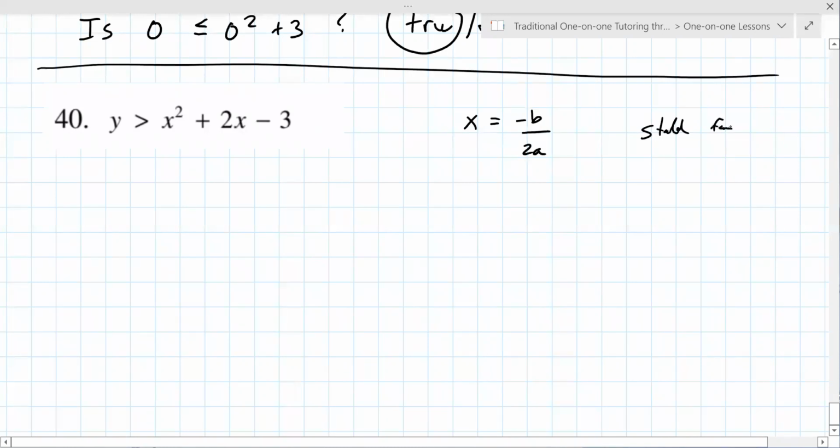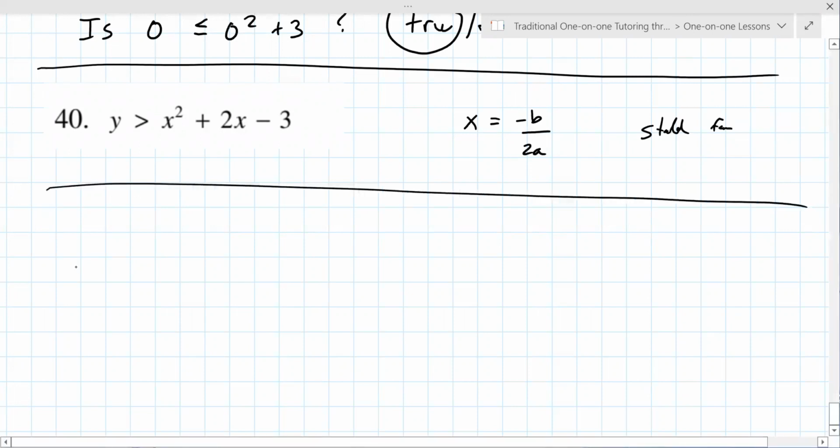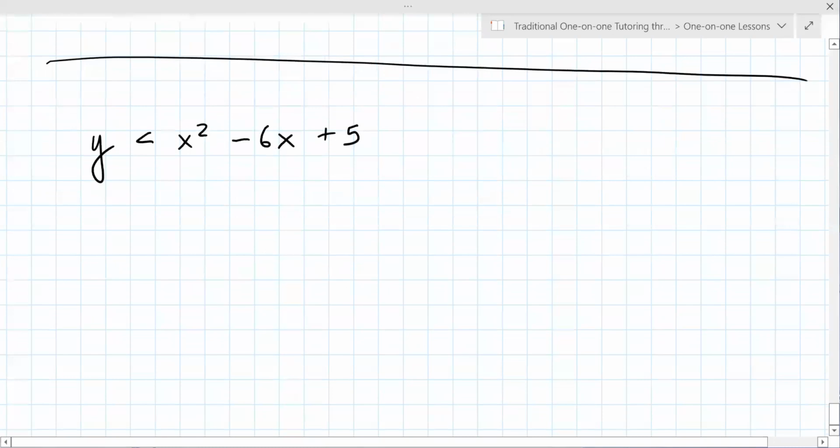Sorry to interrupt, but I just remembered that he gave us the problem that's going to be on the quiz, the one that says graph the inequality. I have a picture of it on my phone, so I can tell you. It's y is less than x squared minus 6x plus 5. Okay, so this is great because it's the same style of problem.